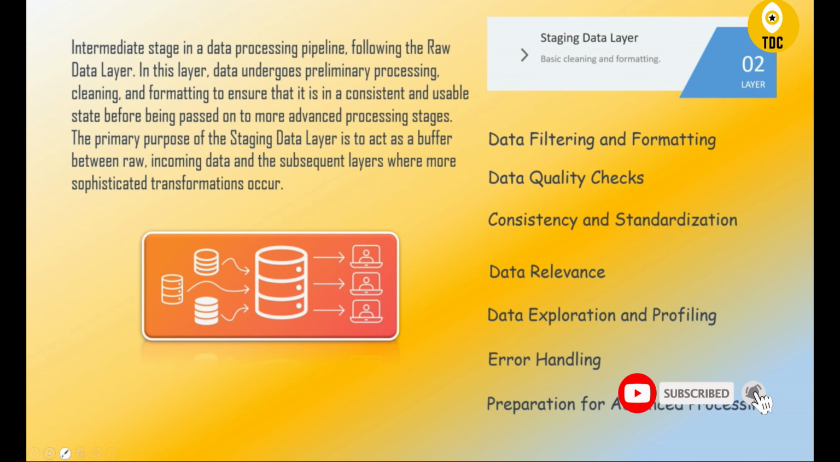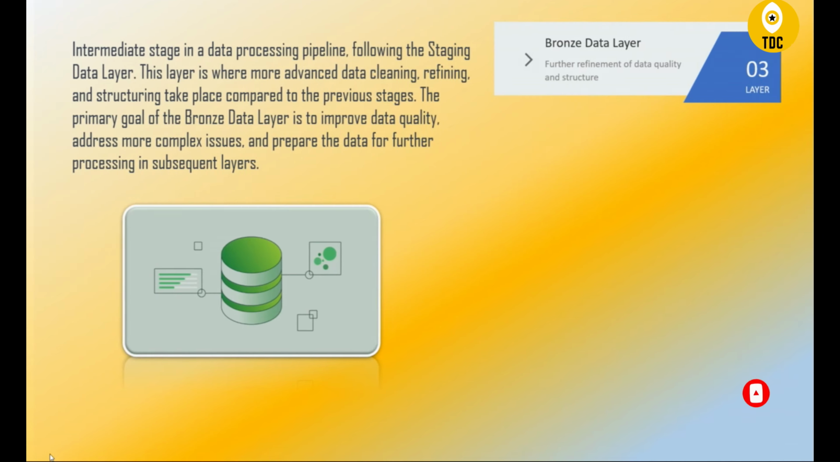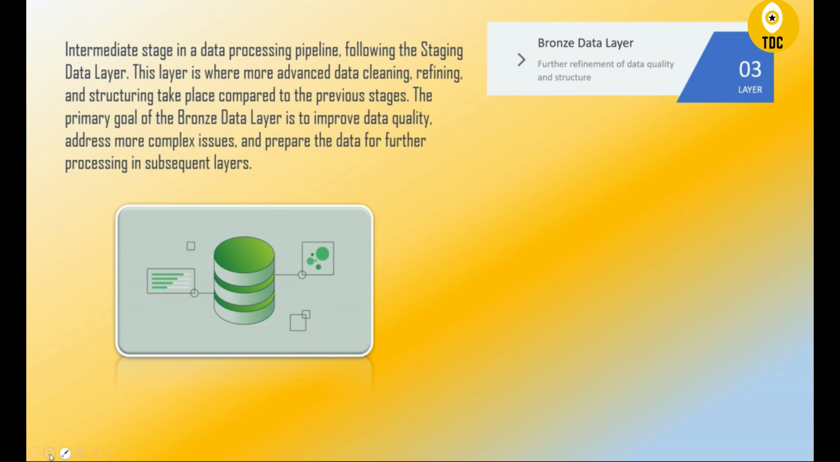Further, we will jump to the next layer, that is the bronze layer. The bronze layer is next to the staging layer. After the staging or landing layer, you come to the bronze layer. But if you're talking about the medallion architecture, the bronze layer is the first layer, because in the medallion architecture, which we will discuss soon in this video, it is just bronze, silver, and gold.